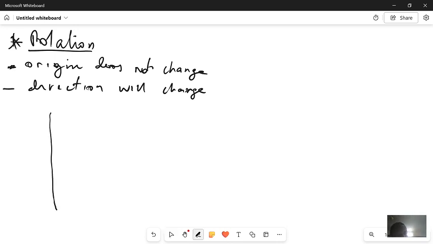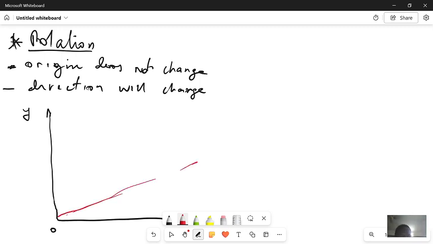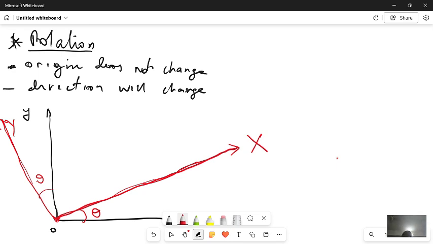For example, here I have the coordinate plane with small x and small y. Now I'm going to change this plane by rotation. If I change this plane by rotation, the axis x is rotated to get capital X by an angle of rotation theta, and the same y will be rotated by the same angle to get capital Y. Now a new plane comes, capital X, capital Y.